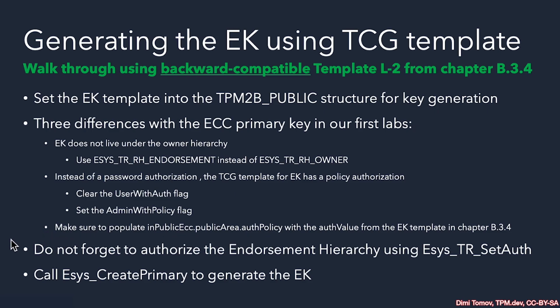When working with the endorsement hierarchy, it is also important to not forget to set the authorization to the hierarchy itself, and this is done using the Esys_TR_SetAuth API. The default authorization is empty. If you have changed that, make sure to enter the new authorization value. Once these parameters are set, we can just call Esys_CreatePrimary as usual.